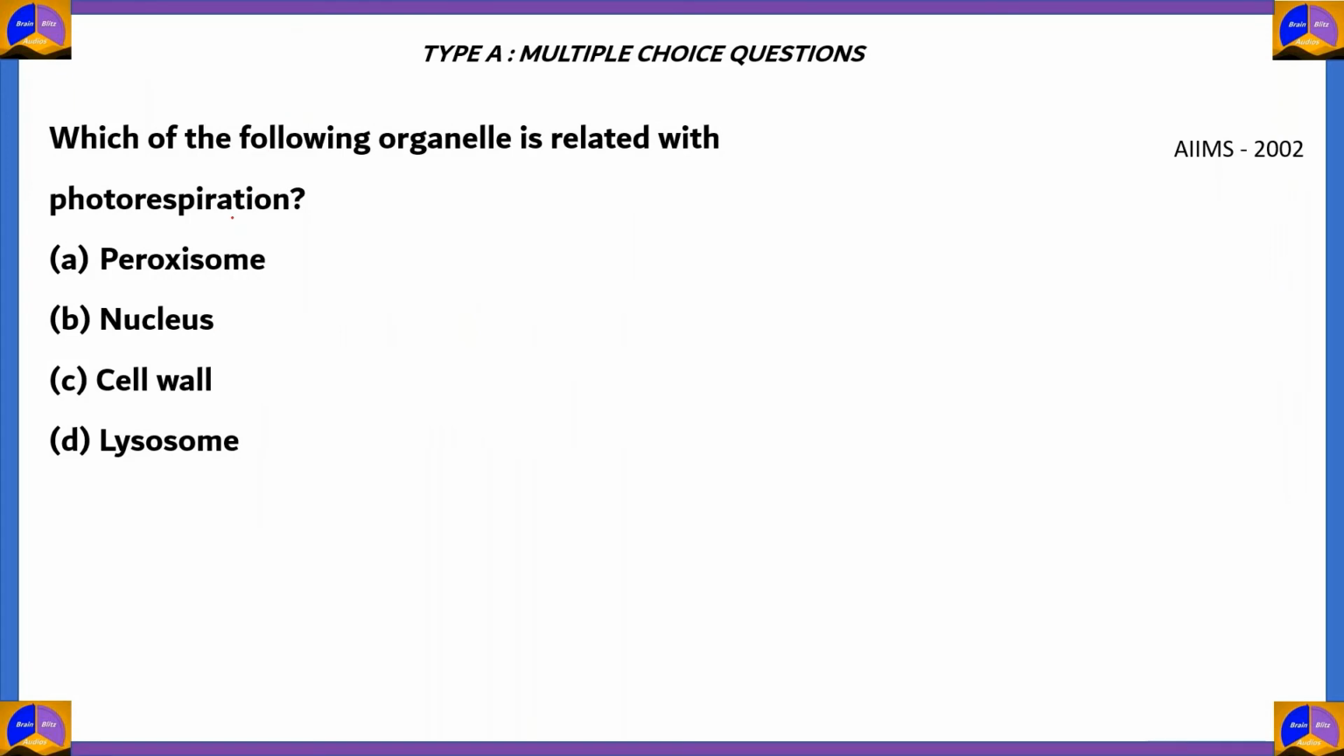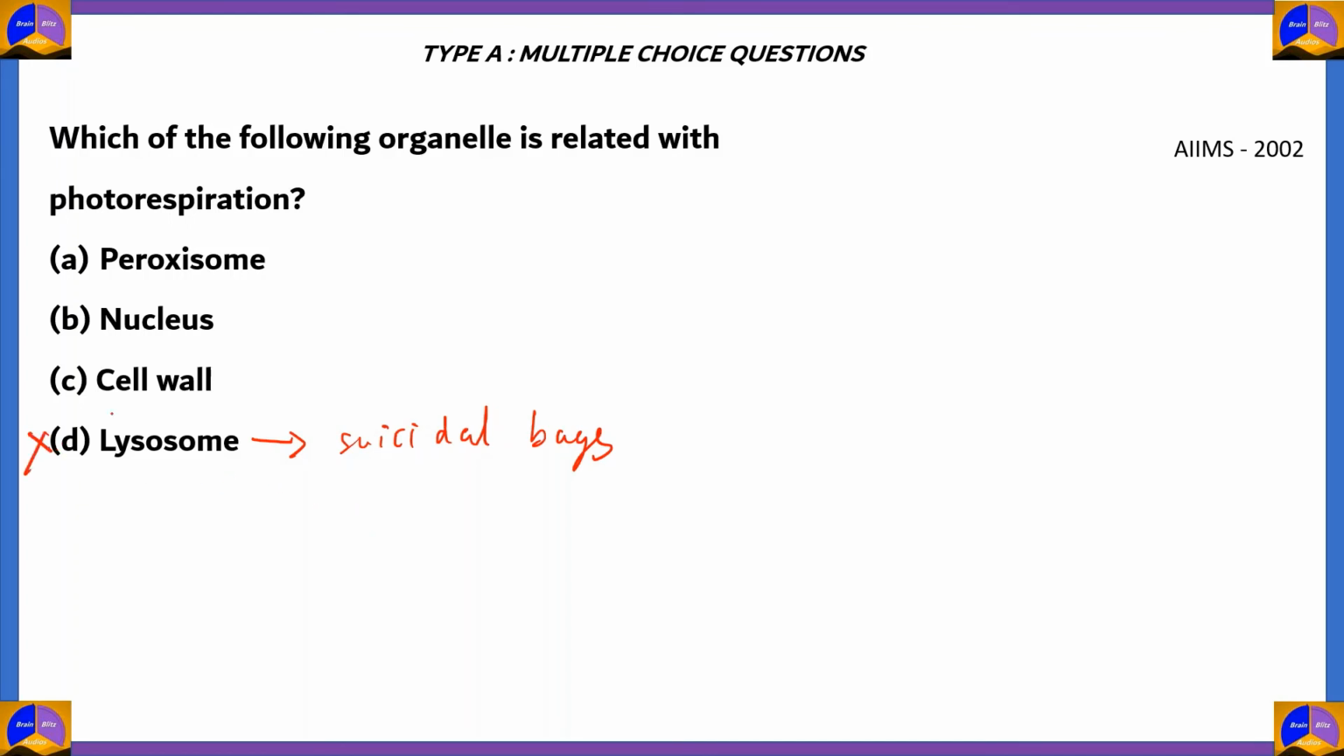Next question. Which of the following organelles is related with photorespiration? Peroxisome, nucleus, cell wall, and lysosome. So lysosomes are suicidal bags. So what that means is that the enzymes in lysosomes, they are capable of eating the cell. They're capable of destroying the cell. So when the cell is attacked by any foreign objects, the lysosomes are activated in order to destroy the cell and prevent the infection passing on.